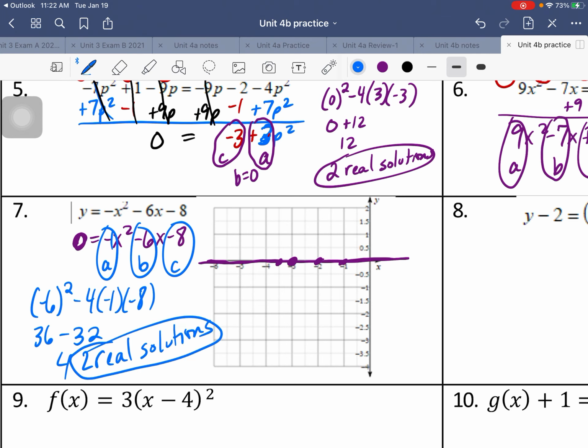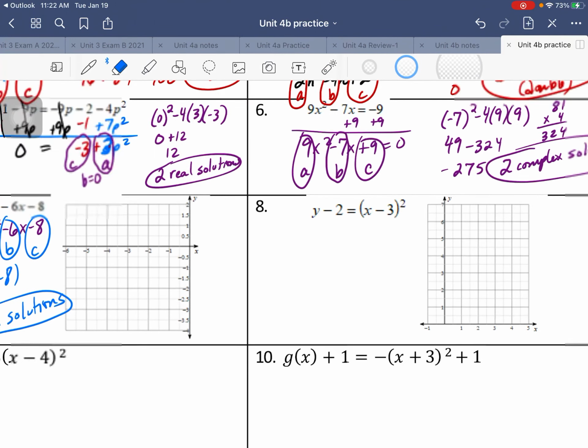This is positive 4. All right, let me erase that. So this is not in standard form. To get it in standard form, it's a little bit of a process. I'll show you how to do that.